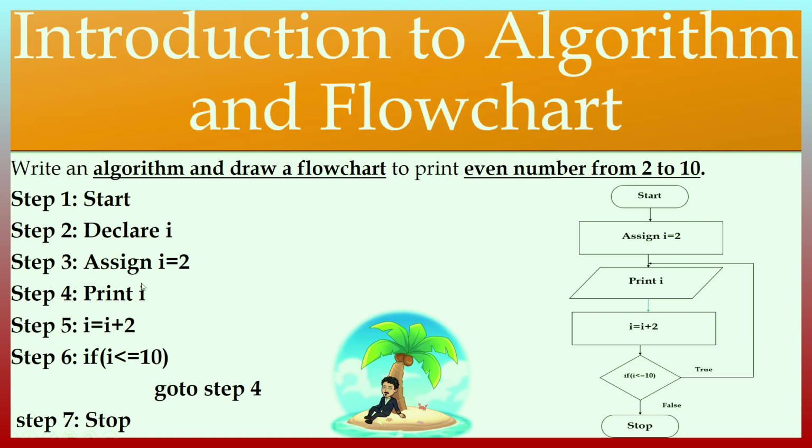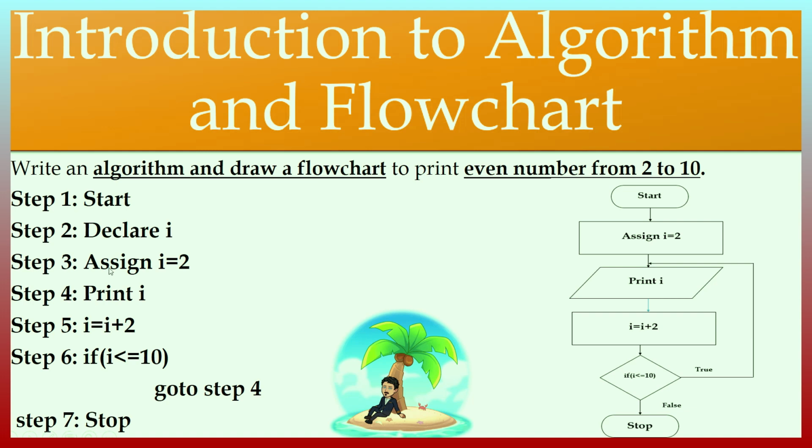It will print the I and then again it will get incremented and again it will check for the condition. Okay, again if the condition is true, if I value is less than or equal to 10, again it will go to step 4. The process will keep on repeating until I is greater than 10. If I is greater than 10, then it stops.